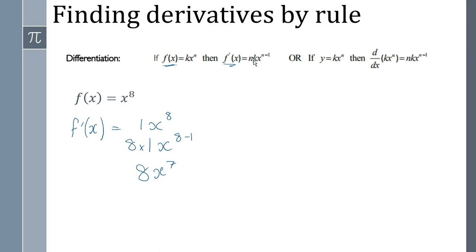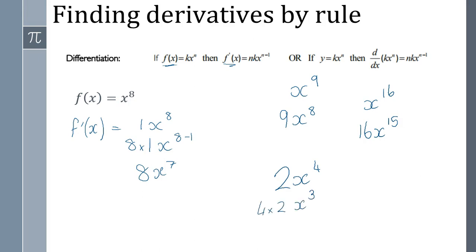Okay, so the formula is actually more complicated than it is. So if we had x to the power of 9, the 9 comes down the front, take 1 off the power. If we had x to the power of 16, power comes down the front, 1 off the power. Okay, if there's already a number in front of it, like 2x to the power of 4, the number comes down, the power comes down the front, 1 comes off the power. So this would be 8x to the power of 3. That's all that's saying. So the power comes down there, it multiplies by whatever's in front of the x, if there is something in front of the x, and you take 1 off the power.